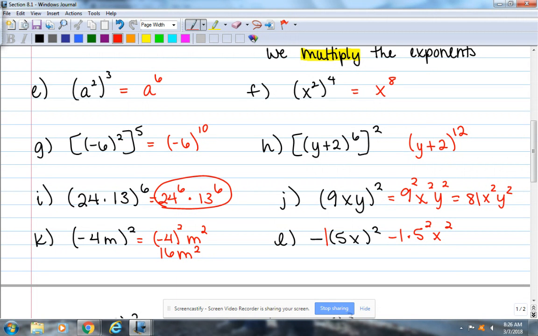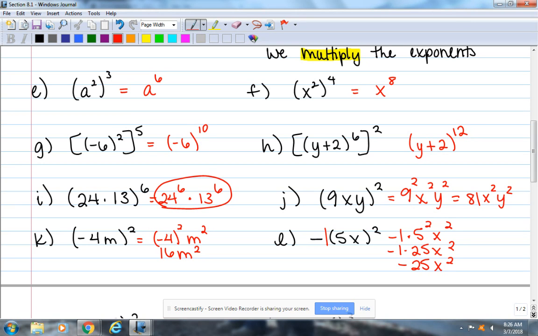And then we square the 5 and get 25. And negative 1 times 25 is negative 25. So do you see the difference? If the negative's on the inside and you square it, it comes out positive. If the negative's on the outside and you square it, it'll be a negative. Does that make sense? Because it's negative 1 times that.